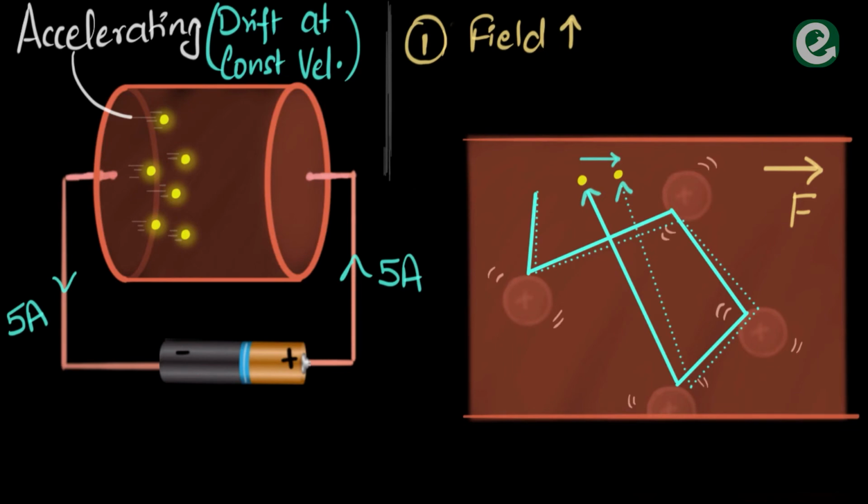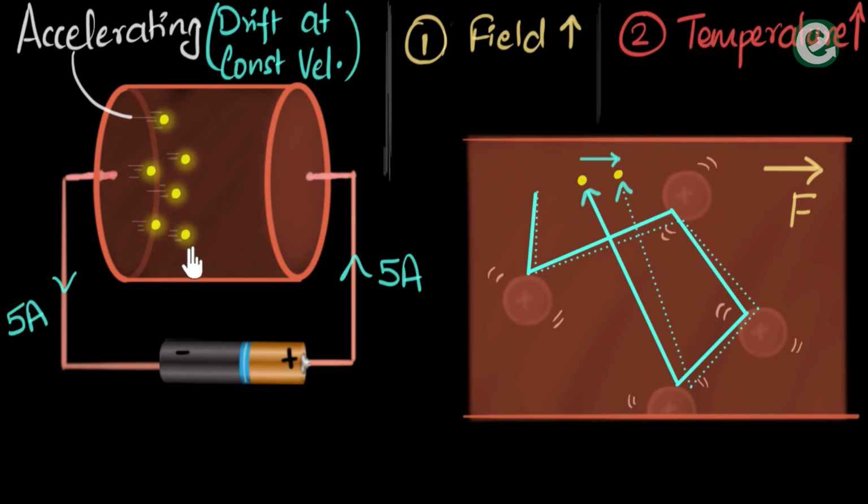Similarly, next, I keep the field the same, but I increase the temperature. Now, what do you think will happen to the thermal velocity? And also, what do you think will happen to the drift velocity? Can you pause for a while and think about this? Really think about this. You need not use any formula based on what we just learned.